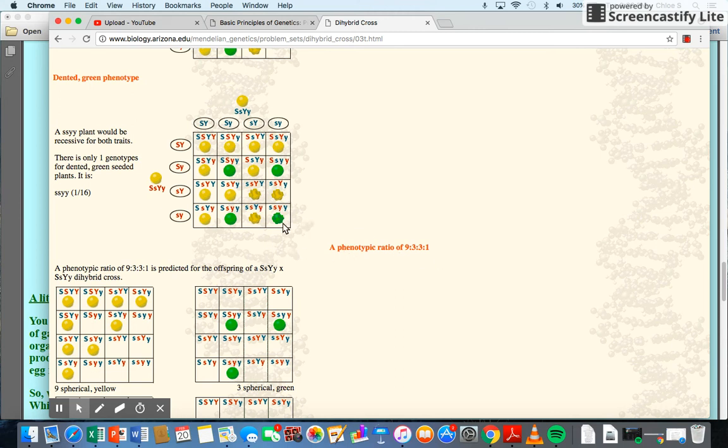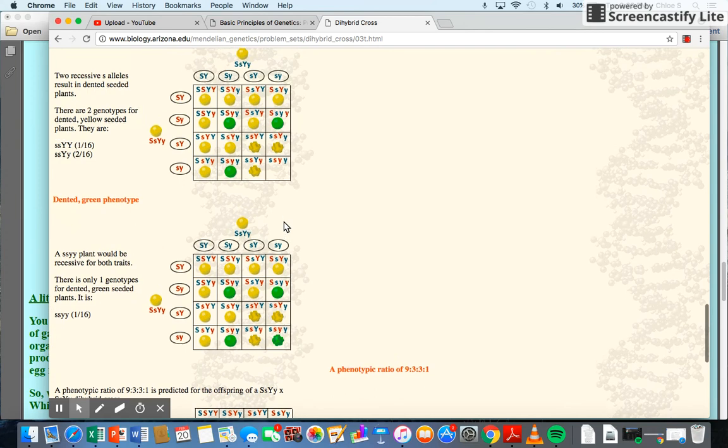Lastly, you have the 1. This represents the homozygous recessive. So it has two recessive traits. Think back to what recessive means. It's the lowercase. So here you have little s, little s, little y, little y. It's recessive for both the traits. So that's why it's green and wrinkled.